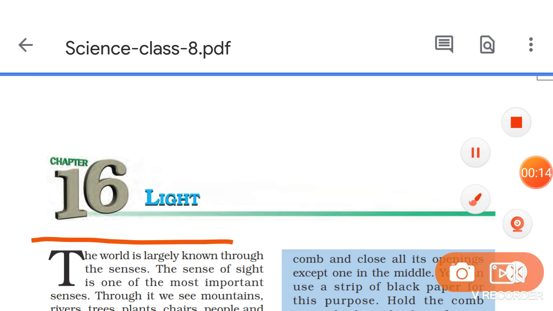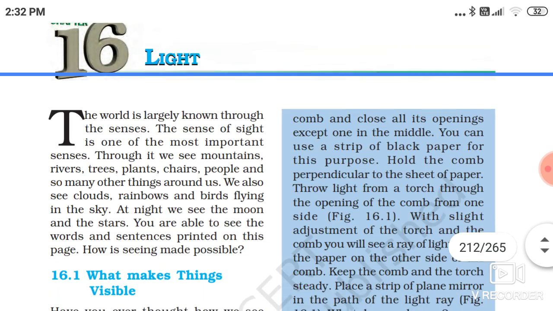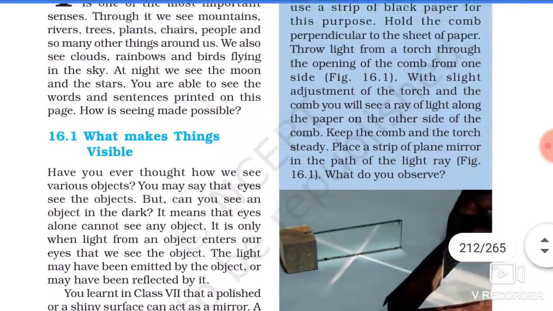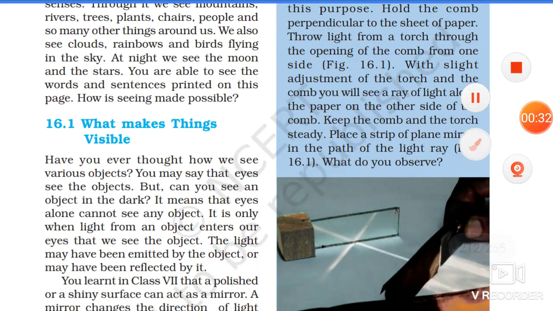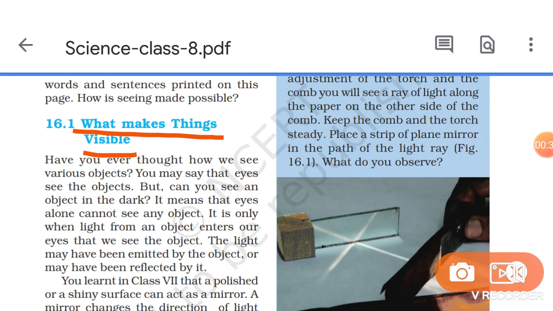We will complete this chapter in 4 to 5 parts, and this is a very easy chapter if we learn it from our heart. So let's start this chapter. The first topic of this chapter is: what makes things visible? Can anyone answer it? If yes, now write it in the comment box.